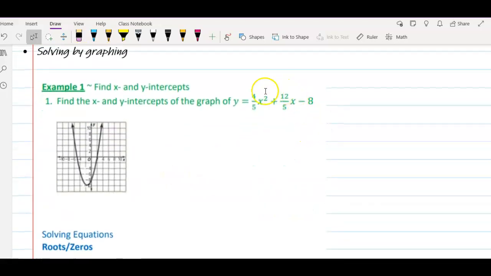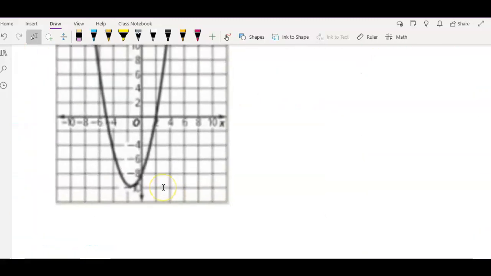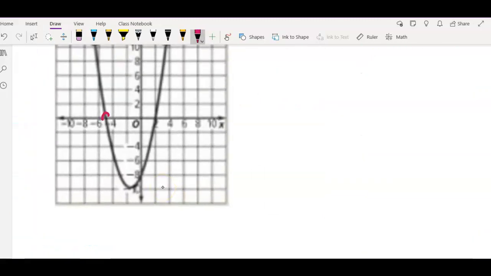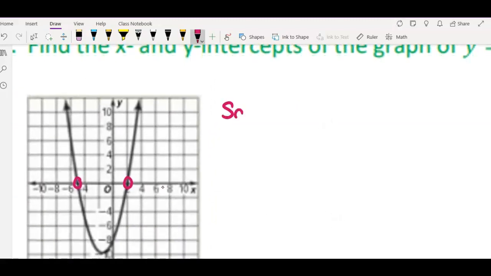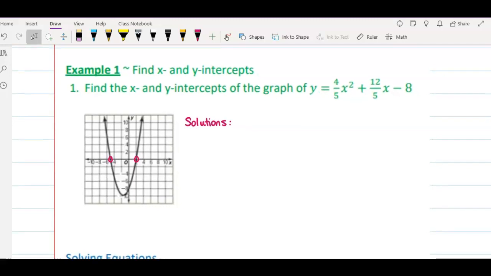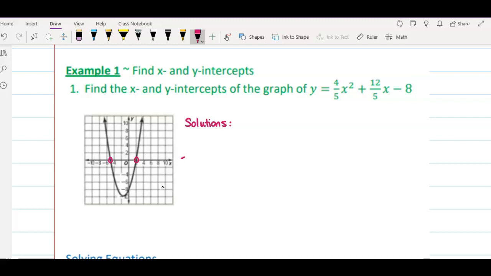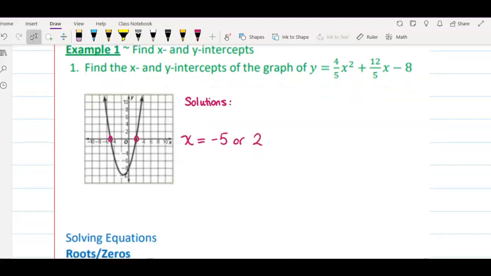So if we need to solve this equation, one option is to do it by graphing, to graph a picture of it and see where it crosses the x-axis. And it crosses here and here. So my solutions to this equation would be x equals -5 or 2. Pretty nice, huh?